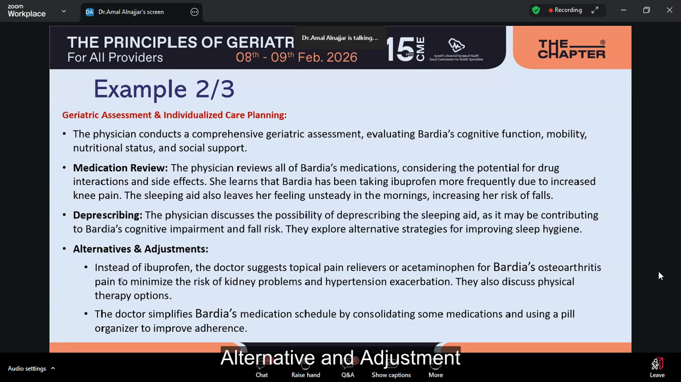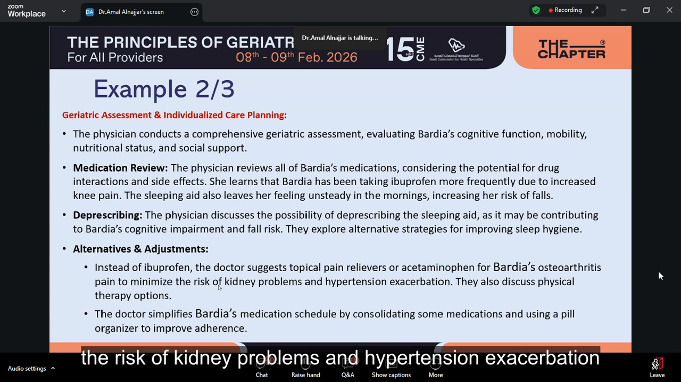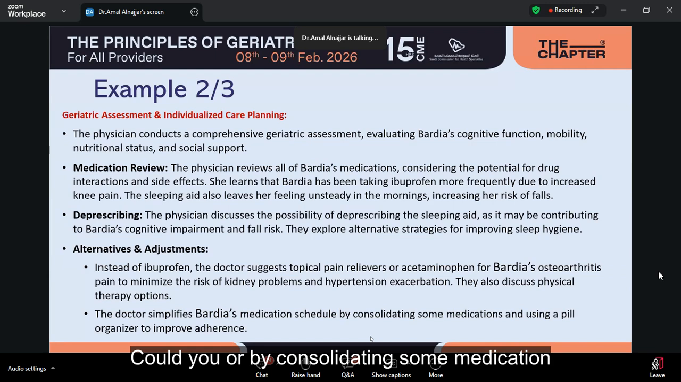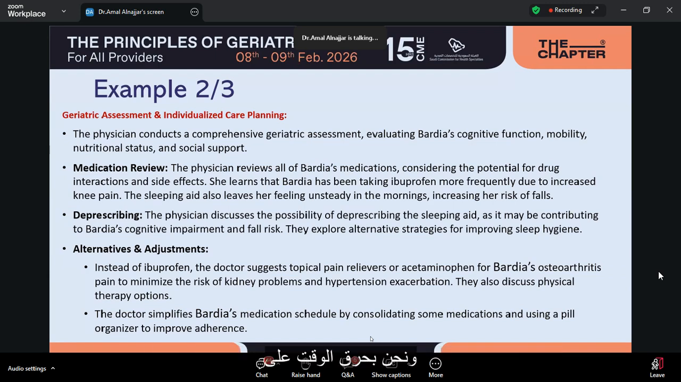Alternatives and adjustments: instead of ibuprofen, the doctor suggests topical pain relievers or acetaminophen for Badriya's osteoarthritis pain to minimize the risk of kidney problems and hypertension exacerbation. They also discuss physical therapy options. The doctor simplifies Badriya's medication schedule by consolidating some medications and using a pill organizer to improve adherence.